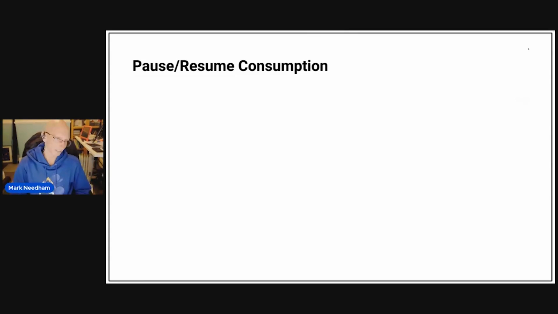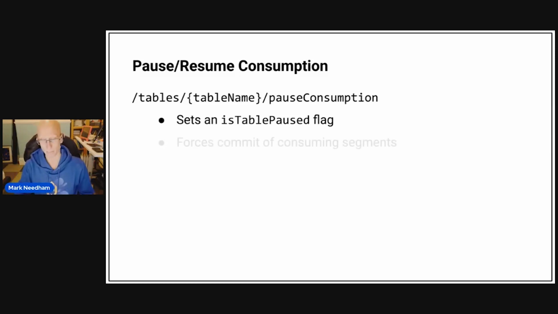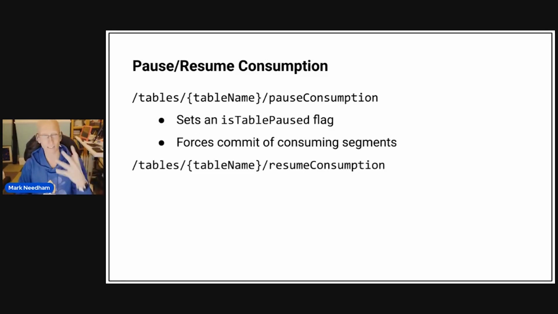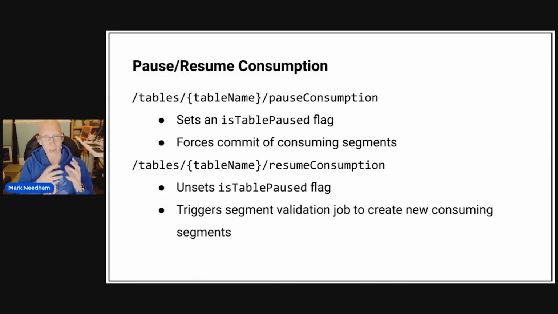It comes under a feature called pause and resume consumption, and there are a few endpoints on the REST API. The first one is that you can pause consumption. What this does is set an isTablePaused flag, and it forces the commit of any consuming segment. In this case, remember, we've got 5, so it would force all of those to commit, and then it would stop. It wouldn't do anything for the time being until you tell it to resume, at which point it will unset the flag and trigger a segment validation job to say, hey, we need to get some new consuming segments to start getting data in again.